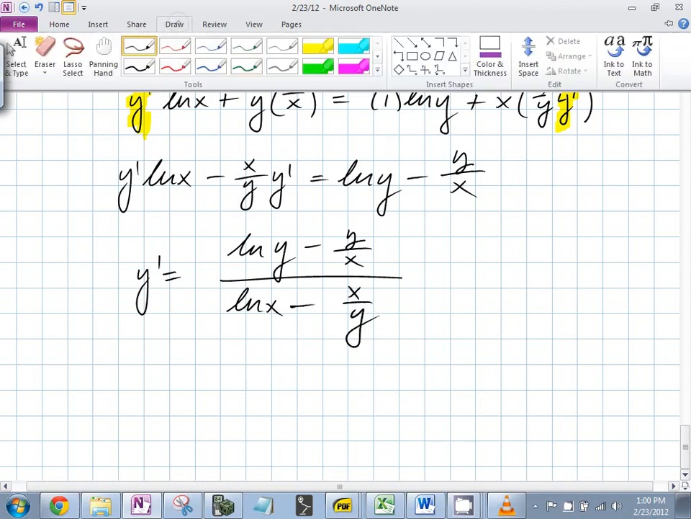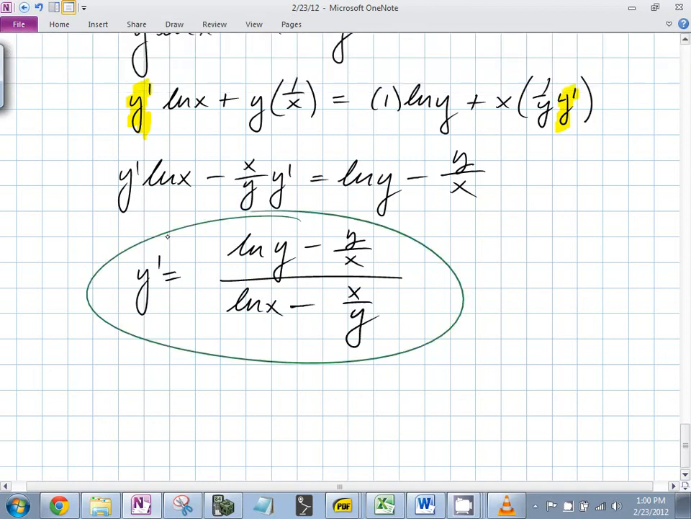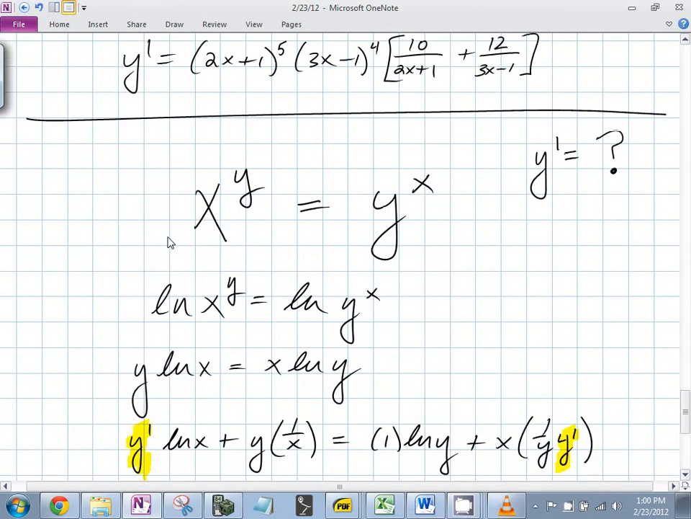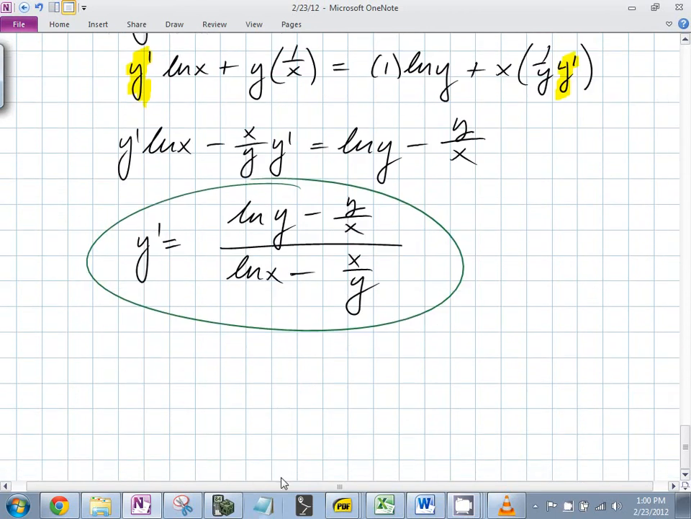That right there is a 40-second problem that starts off with a show-stopping, I have no idea where to start, and you can just crush it with logarithmic differentiation.